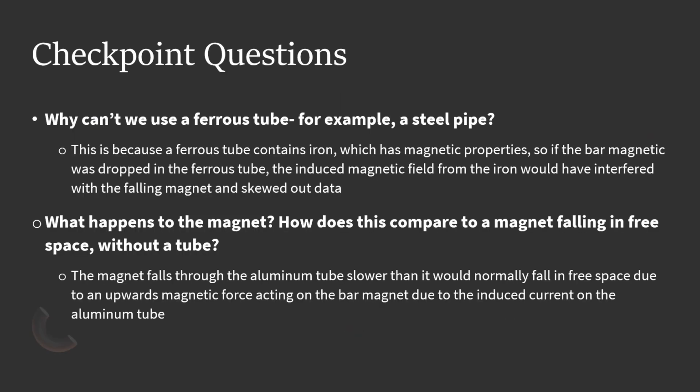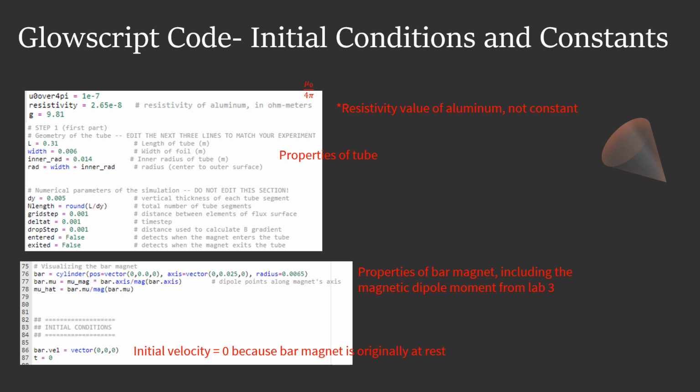In this lab, we cannot use a ferrous tube because the ferrous tube contains iron, which has magnetic properties. So if the bar magnet was dropped in the ferrous tube, the induced magnetic field from the iron would interfere and skew the data. And then when the magnet falls through the aluminum tube, it is slower than it would normally fall in free space due to an upward magnetic force acting on the bar magnet due to the induced current in the aluminum tube. Here are the initial conditions and constant part of the Python code.